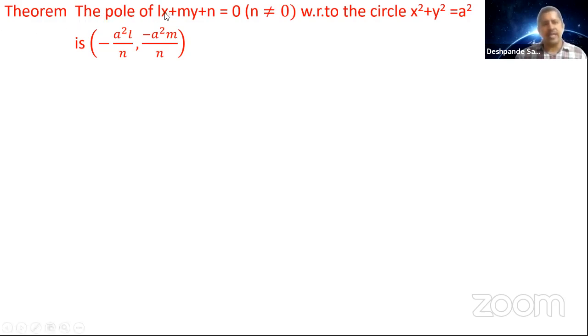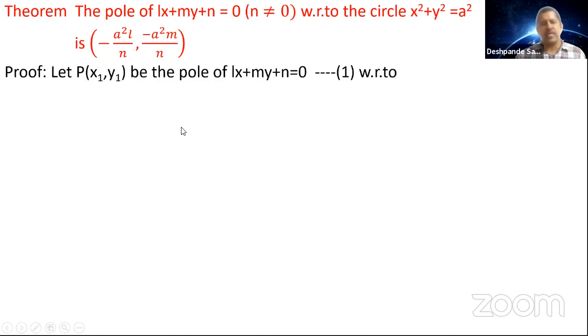So if you take the line as lx plus my plus n is equal to 0 and the circle equation as x square plus y square is equal to a square, then the pole is minus a square l by n, minus a square m by n. So let us try to prove this result.